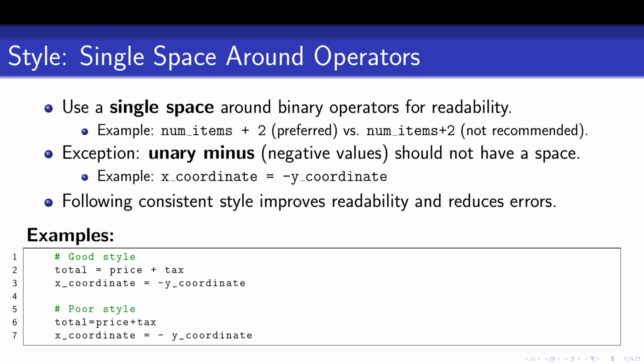Style guidelines also play a big role in making code readable, and one of the simplest rules involves spacing around operators. Python programmers should use a single space before and after binary operators like plus, minus, multiplication, and division. For example, writing num_items + 2 with spaces improves readability compared to num_items+2. The exception to this rule is the unary minus used to indicate negative values, which should not include a space. So writing x_coordinate = -y_coordinate is correct without extra spacing.